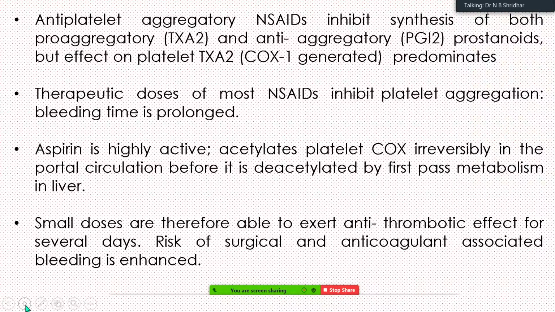So, it is highly active and acetylates the platelet COX irreversibly in the portal circulation before it is deacetylated by first pass metabolism in the liver. That is why aspirin is a very commonly used drug, and small doses are therefore able to exert an anti-thrombotic effect for several days. That is why cardiac physicians or cardiac surgeons always prescribe aspirin, even though it has a lot of side effects, like gastric ulcer production and increased bleeding time, and the risk of surgical and anticoagulant associated bleeding is very much enhanced. Even then, it has the action of antiplatelet activity.